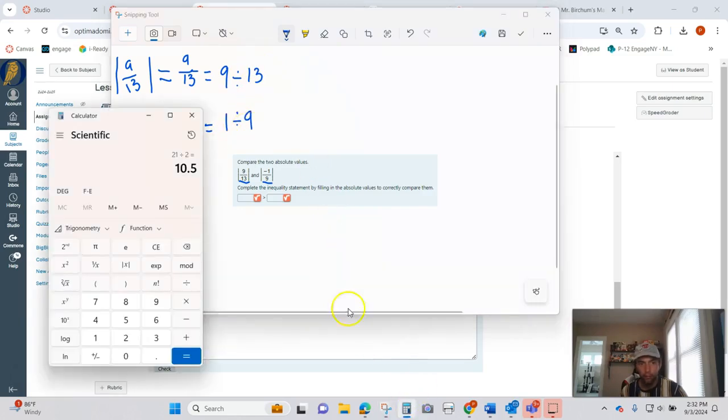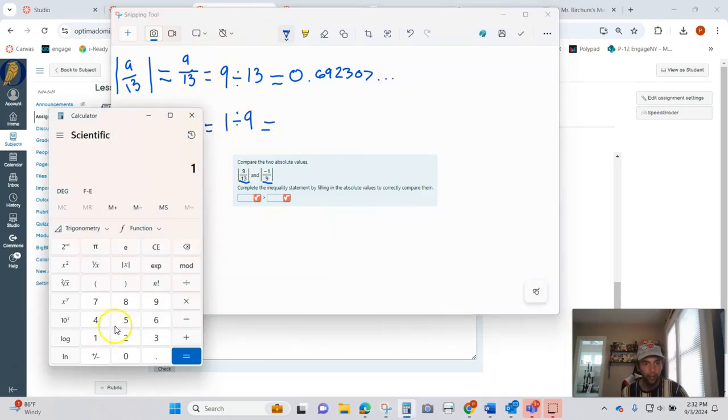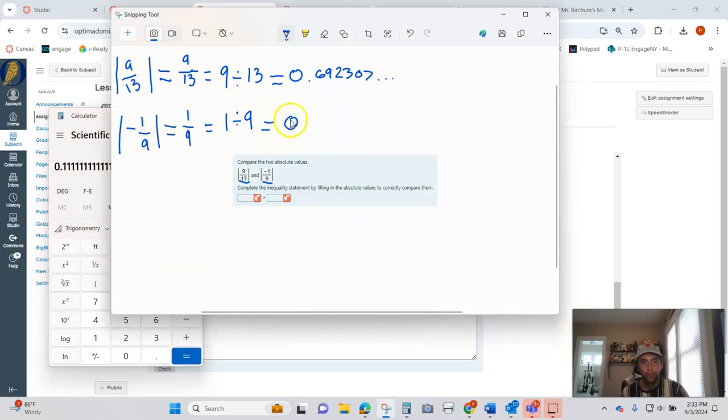Let's get that calculator pulled up. What is 9 divided by 13? 0.692307. I'll just stop right there. 0.692307, yada yada yada. And what's 1 divided by 9? 1 divided by 9 is 0.1111, 0.111111 dot dot dot yada yada yada. So which is bigger, 9/13 or 1/9? What is bigger, 0.6923 yada yada yada or 0.1?